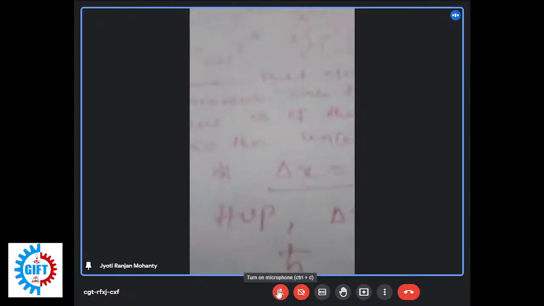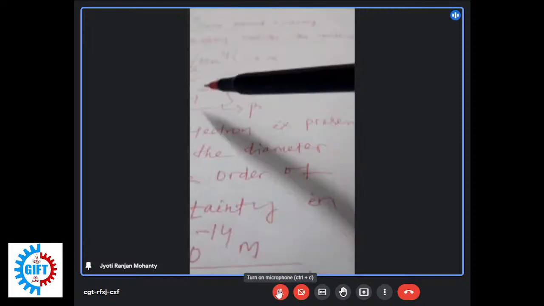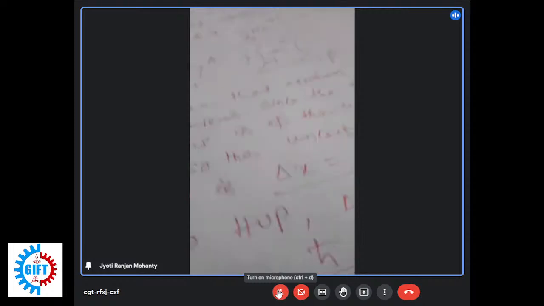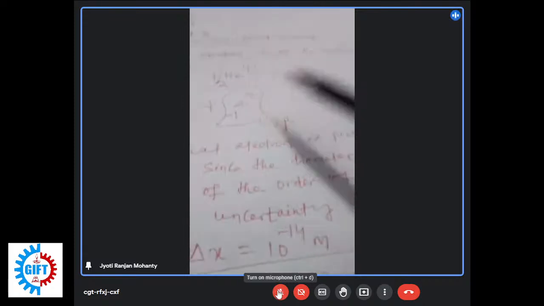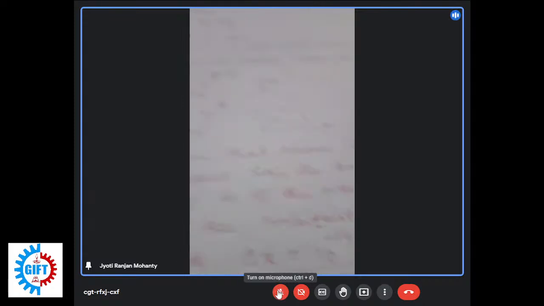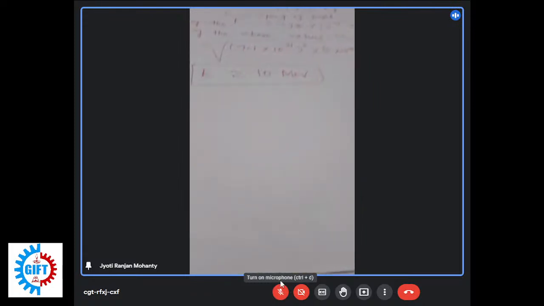If an electron is present inside the nucleus, we are getting an energy of 10 mega electron volt. But practically, in case of beta decay, the electron coming out from the parent nucleus has energy of 1 MeV, which is much smaller. So our assumption is wrong.